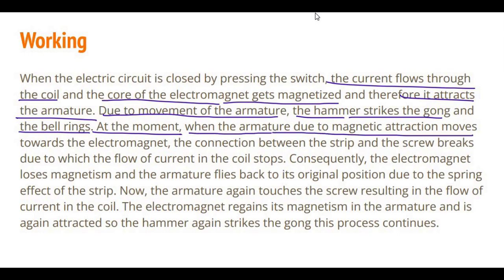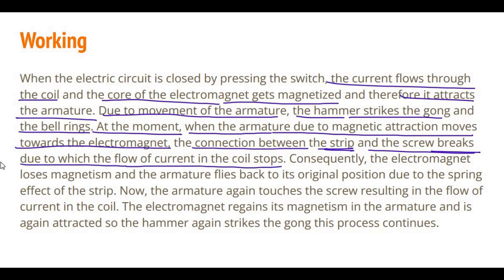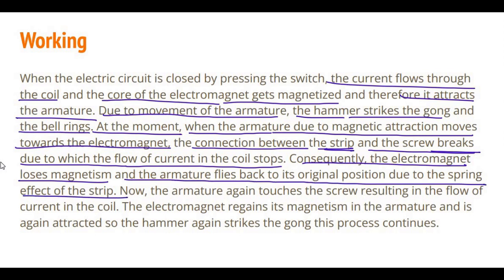due to magnetic attraction moves forward towards the electromagnet, what happens? The connection between the strip and the screw breaks. I just told you in the figure, the connection between the screw and the strip breaks, due to which the current in the coil stops. No current flows because the circuit path becomes open, and consequently the electromagnet loses magnetism, and now the armature flies back to its original position due to the spring effect of the strip.